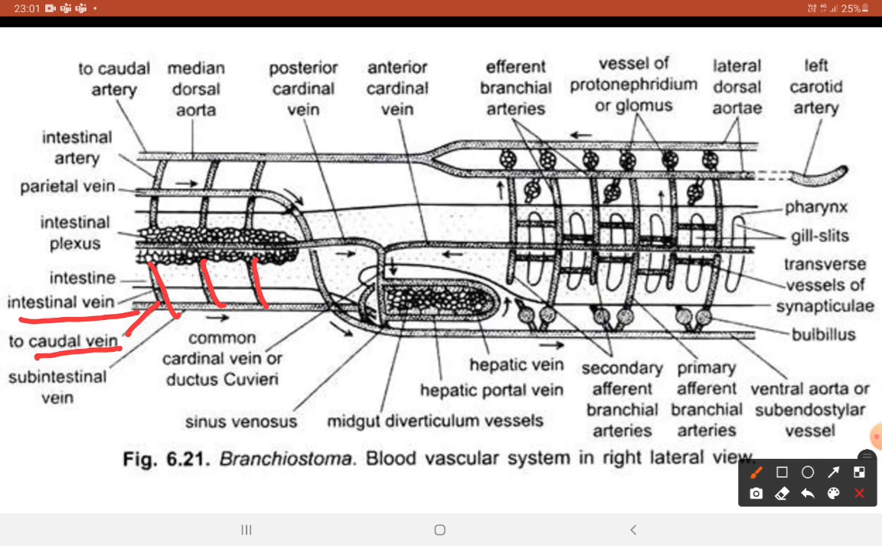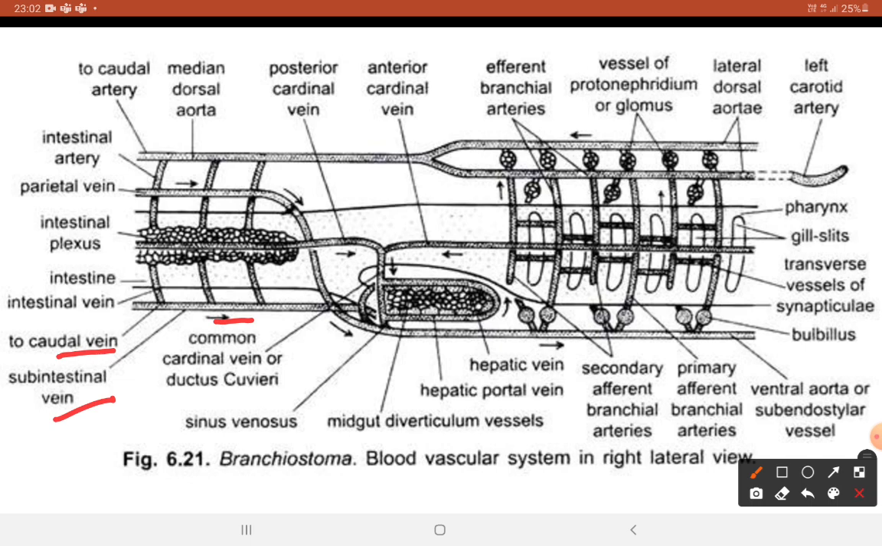Now these two will form a subintestinal vein, and here the blood flows anteriorly. Look at this arrow, it shows anteriorly. So from here the blood will flow anteriorly. Now this subintestinal vein continues anteriorly as the hepatic portal vein. If you see, this caudal vein and the subintestinal vein move forward and continue as the hepatic portal vein.